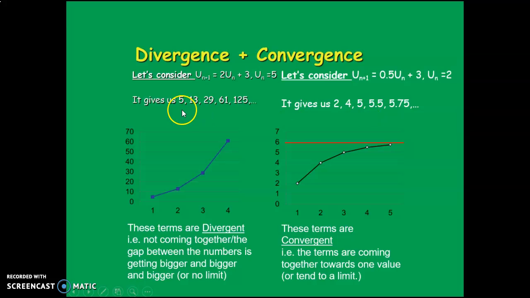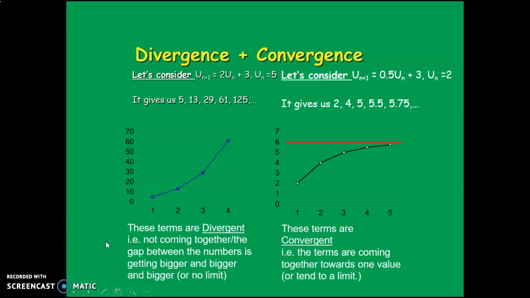But you'll see if I graph this first one, as my n values are getting larger along the bottom, the terms of my sequence are just getting larger and larger and larger. They'll just keep going. Whereas in the second graph here, as my n terms are getting larger, my current term un is getting closer and closer and closer and tending towards the limit of 6. So this is what this would look like graphically.